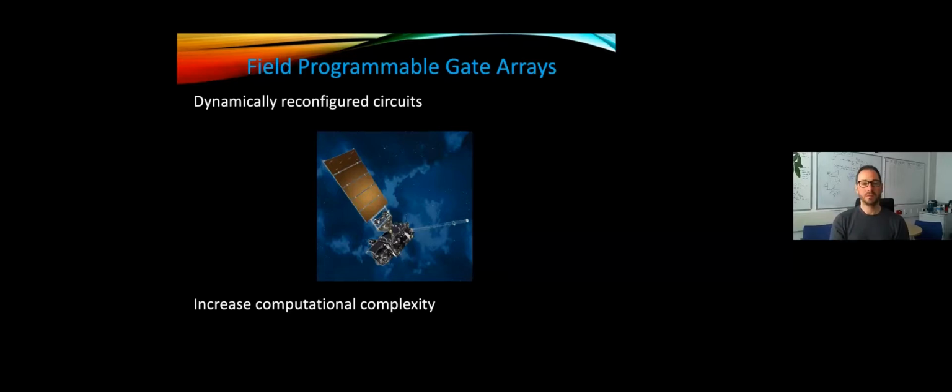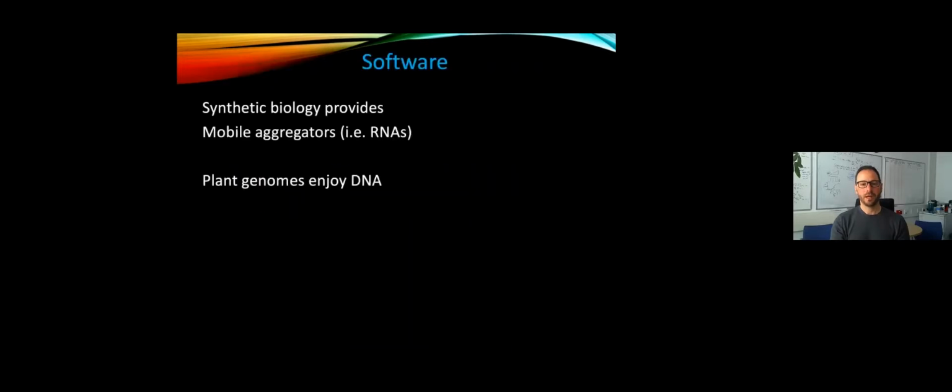So we think that plants might be doing something like this, dynamically reconfiguring how the cells are communicating with each other in order to increase their adaptability to the environment. Okay, I'm going to stop here.